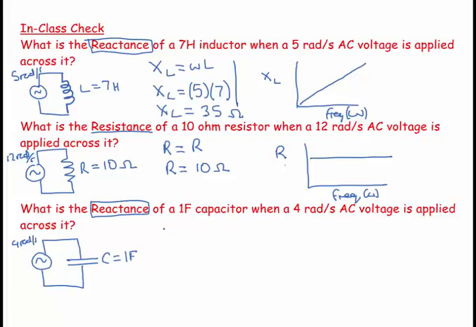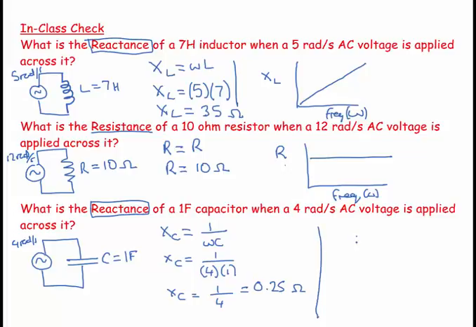And so now I say, well, my XC is equal to 1 over omega C. So my XC is equal to 1 over my omega, which is 4, my C is 1. XC is equal to 1 over 4, which equals 0.25 ohms. They're all measured in ohms.